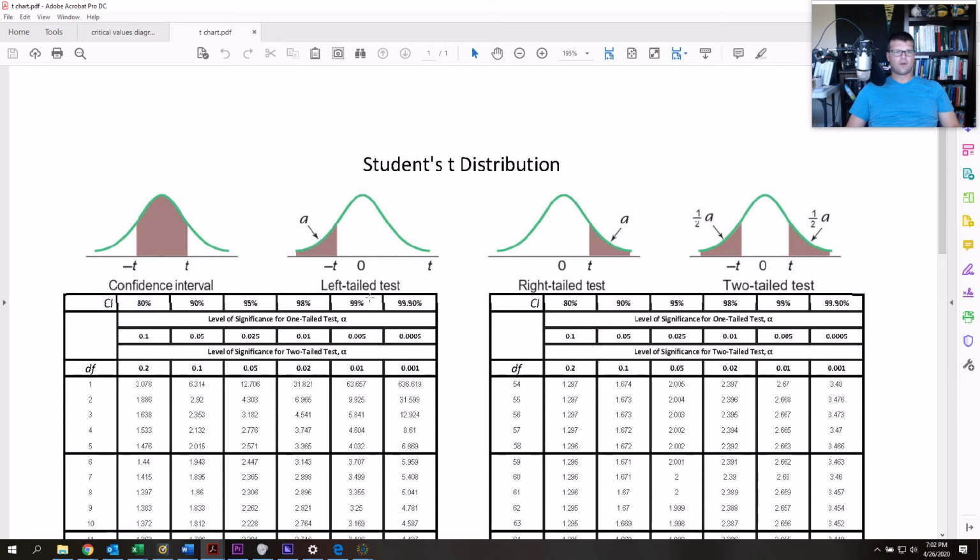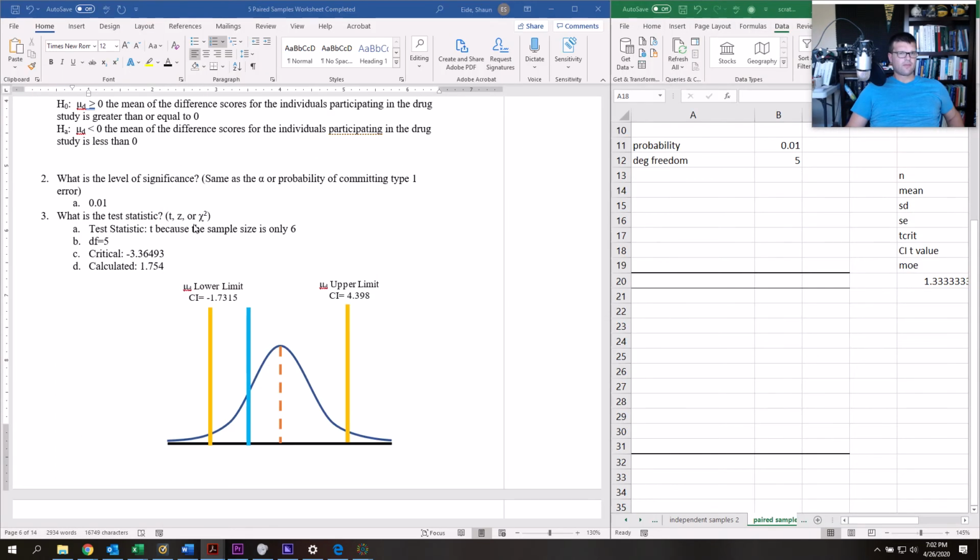Got the t-chart right here, and the degrees of freedom is 5. Right here, we've got the degrees of freedom of 5, and we've got a one-tail alpha, or a one-tail test, so it is going to be the intersection of 5 and a one-tail test. So that is 3.365. So 3.365 is one option that you can put in there.